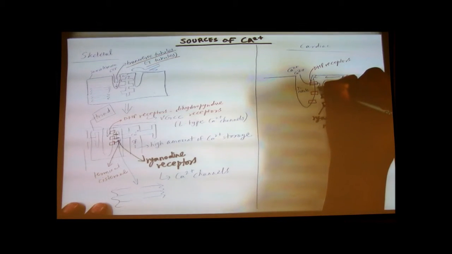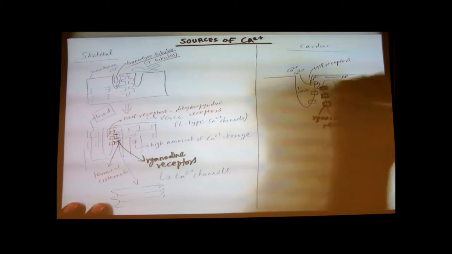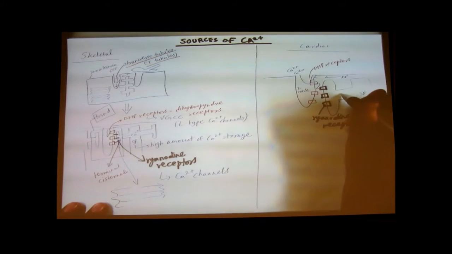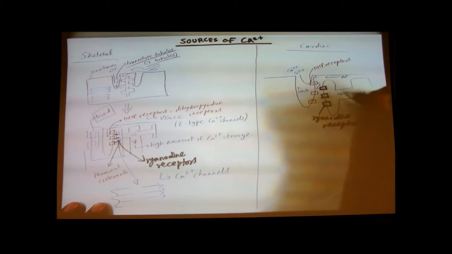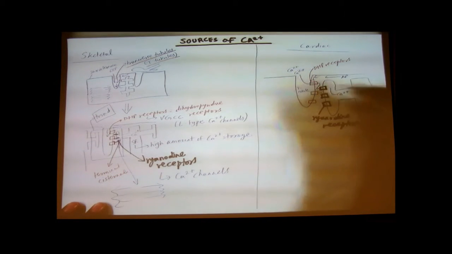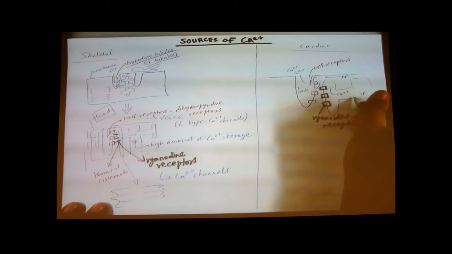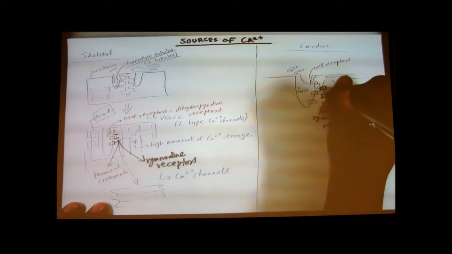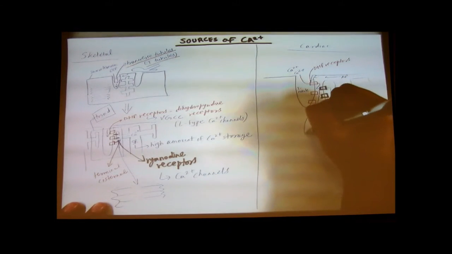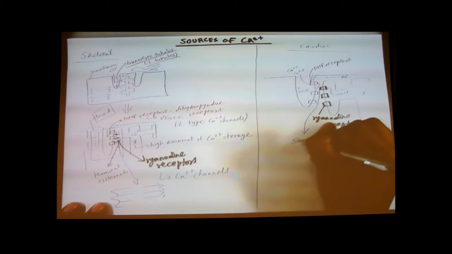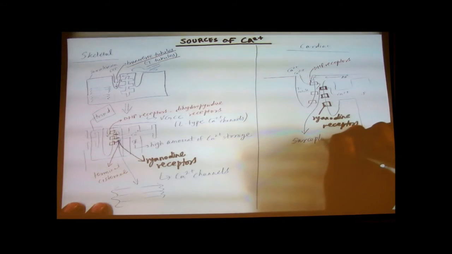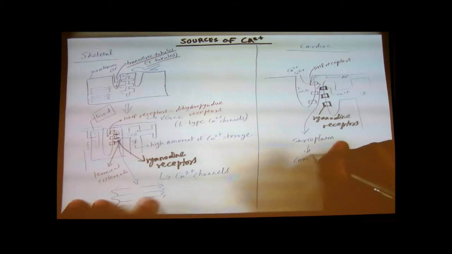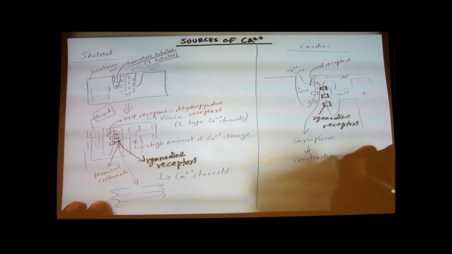And now this calcium induces the opening of these ryanodine receptors, which then open up and allow the calcium from inside the sarcoplasmic reticulum to come out of these ryanodine receptors into the sarcoplasm of the cardiac muscle cell and allow contraction to occur, just like we saw right here in the skeletal muscle cell.